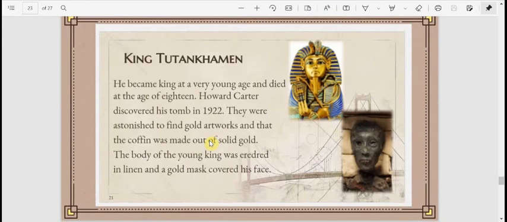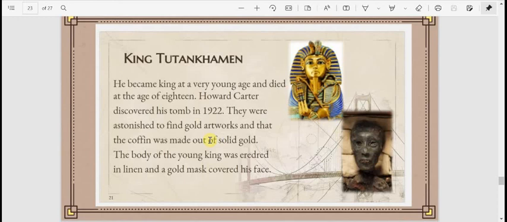Okay. So, next is King Tutankhamen. So, he became king at a very young age and died at the age of 18. Howard Carter discovered his tomb in 1922. They were astonished to find gold artworks and that the coffin was made out of solid gold. The body of the young king was wrapped in linen and a gold mask covered his face.